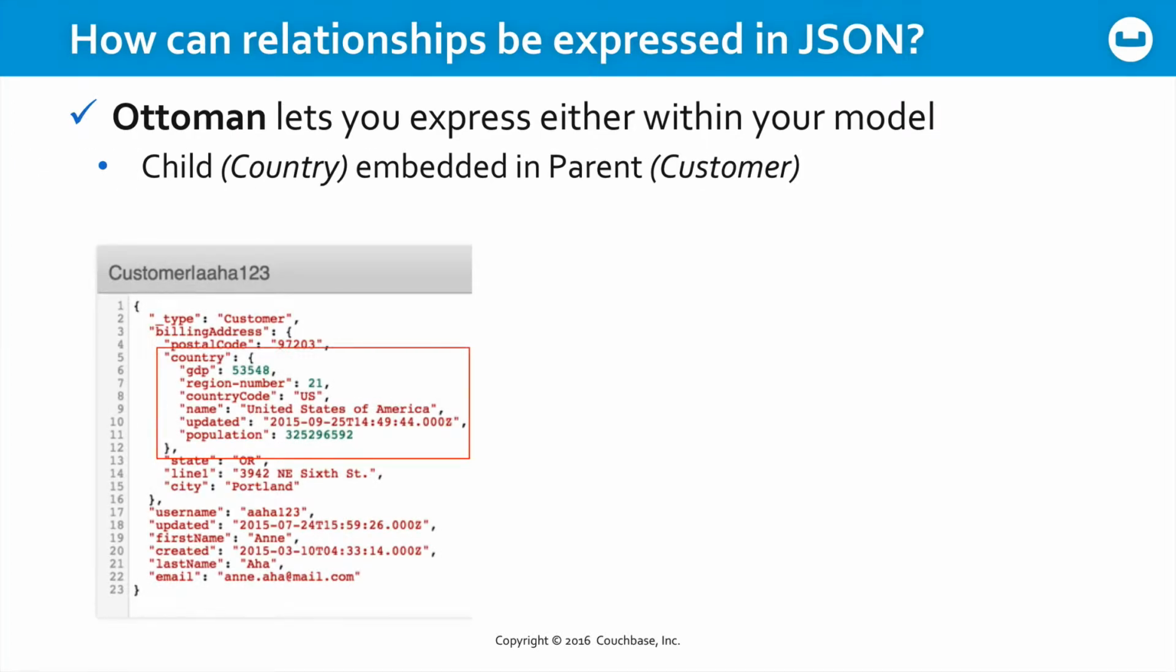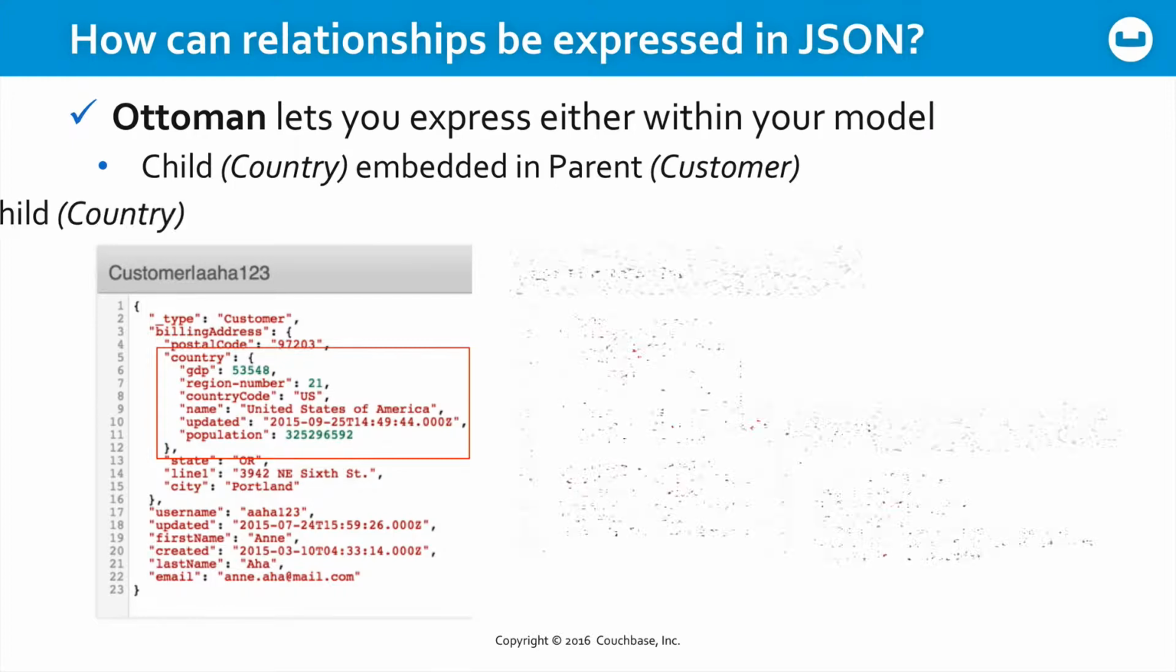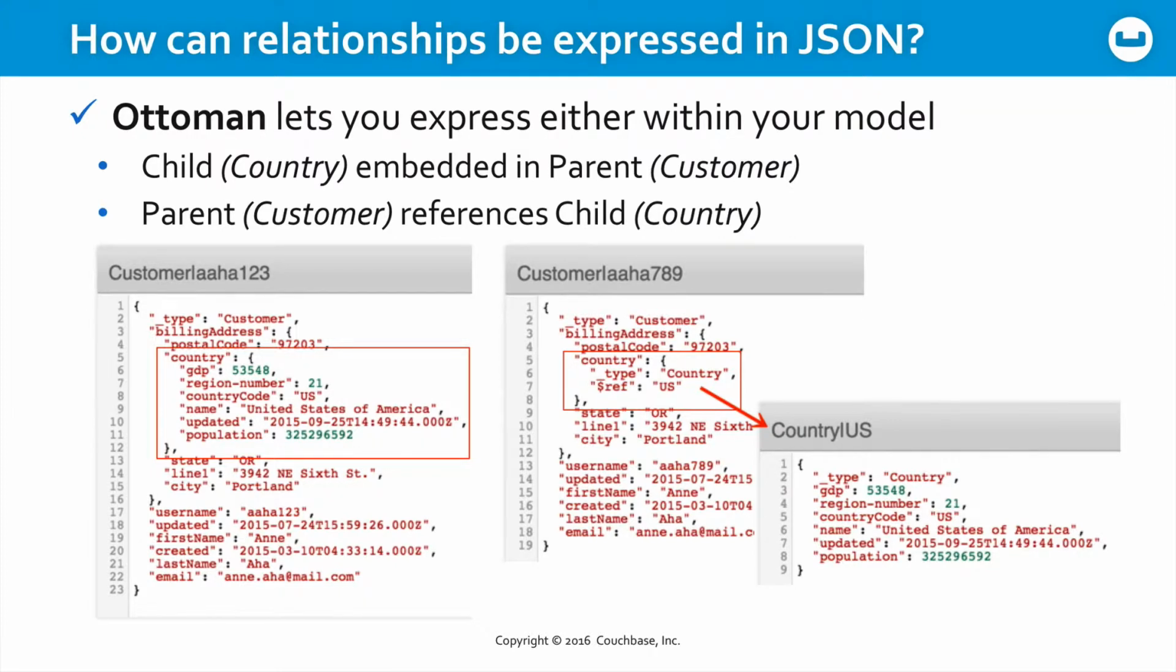For example, here in our course, we're taking a look at customers and countries. Ottoman can express the relationship by fully embedding a country document within a customer document. Alternately, the customer document could simply reference an external country document or, of course, another type of document as well. And you'll see that the type and the ID value of that document are embedded within the parent document as a reference. We'll be taking a look at how to make this happen in just a moment.